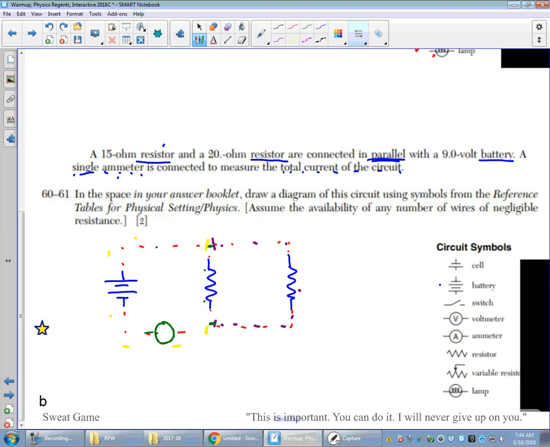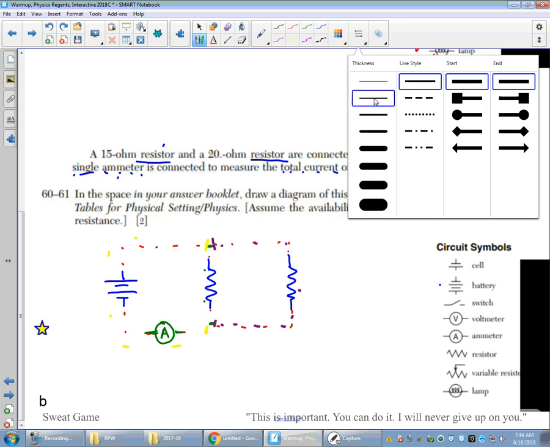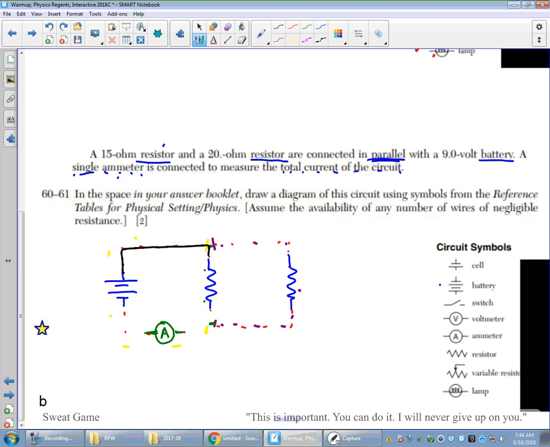An ammeter, secret identity, the hippie wants to hold hands, so you put it in series, put it in the circuit, and then connect all your wires. There you go. There it is. Full credit, nice parallel circuit with an ammeter that measures the total current in the circuit.